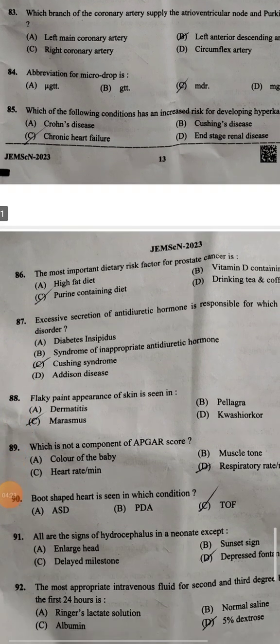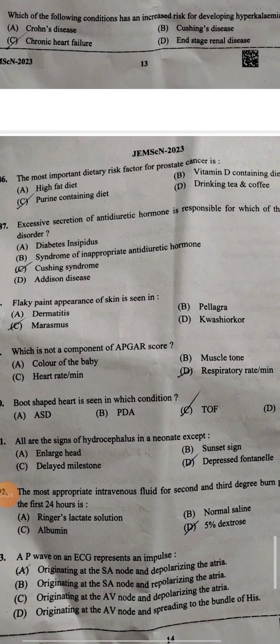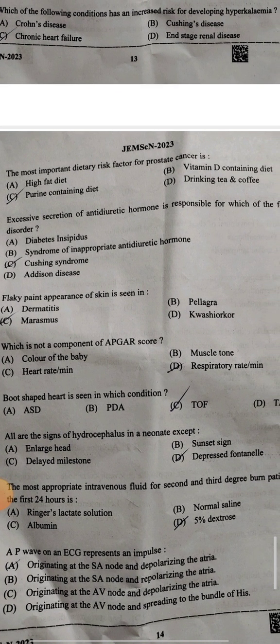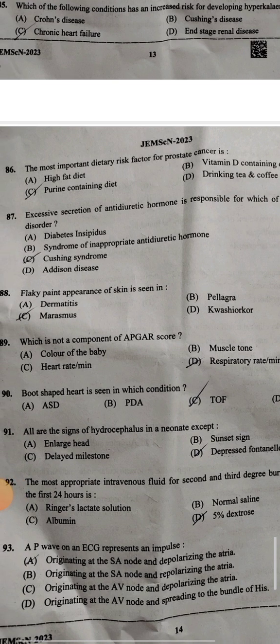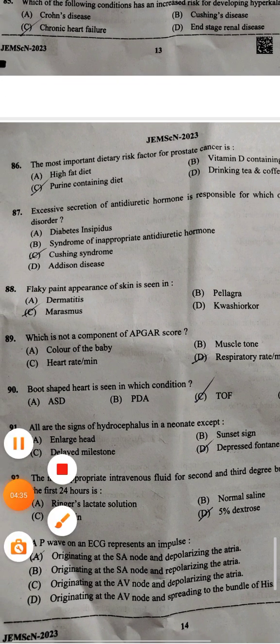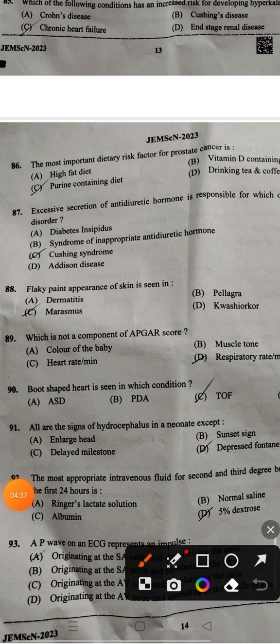Question number 86. The most important dietary risk factor for prostate cancer is: option A high fat diet, option B vitamin D containing diet, option C purine containing diet, and option D drinking tea and coffee. The correct answer is option A, high fat diet, because a high fat diet is responsible for carcinoma. Prostate carcinoma can occur due to high fat diet.